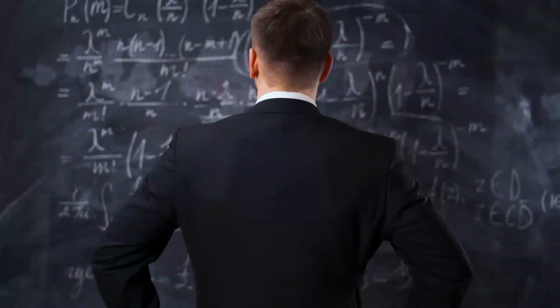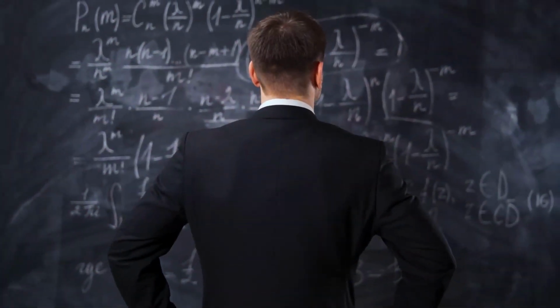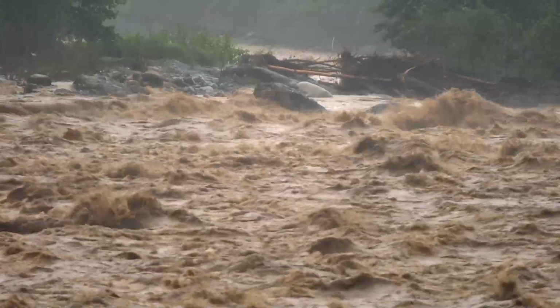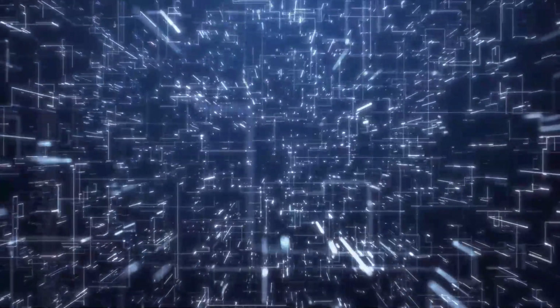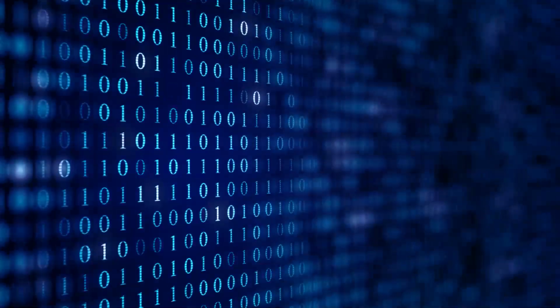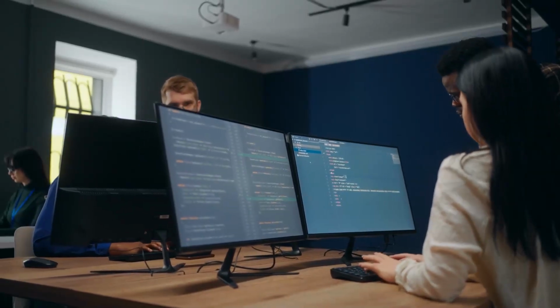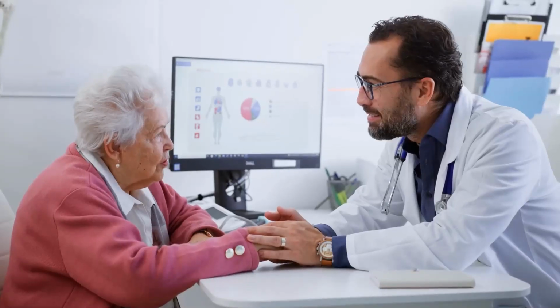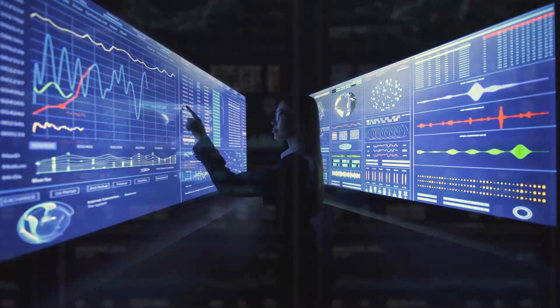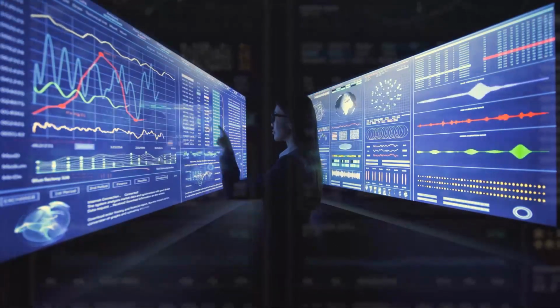From solving complex scientific and mathematical problems, to predicting and mitigating natural disasters, the applications of this powerful machine are seemingly endless. With the ability to process and analyze massive amounts of data in real time, Andromeda has the potential to transform entire industries, from healthcare to finance, through the use of machine learning algorithms that continuously improve and evolve.